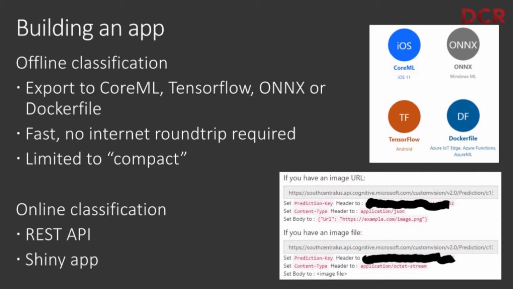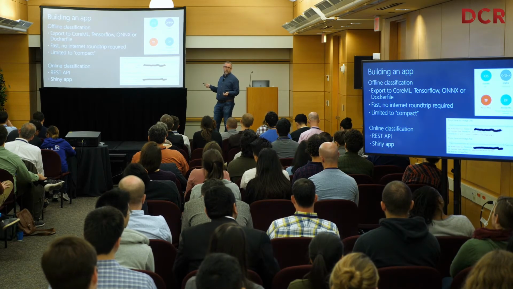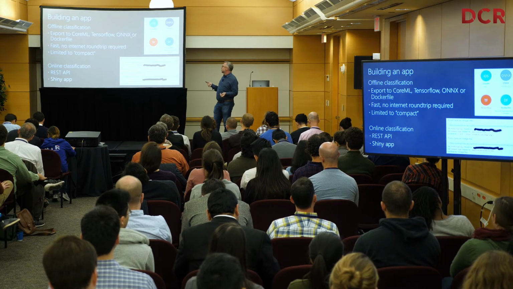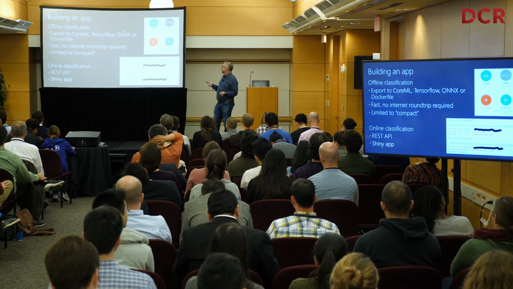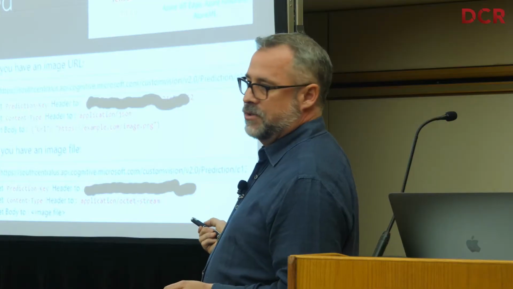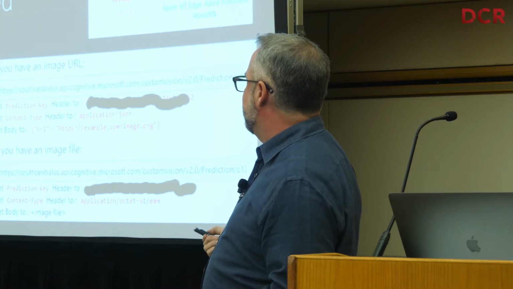You can export it as TensorFlow, so to run on Android. You can also export it as ONNX, which will run in lots of different platforms. This is a general open source framework for defining trained predictive models with deep learning. Or you can export it to a container, which will run on anything like a Raspberry Pi, for example. The nice thing about that, it's fast.